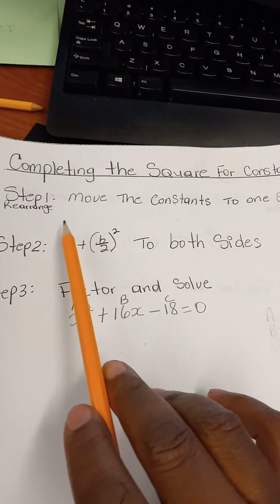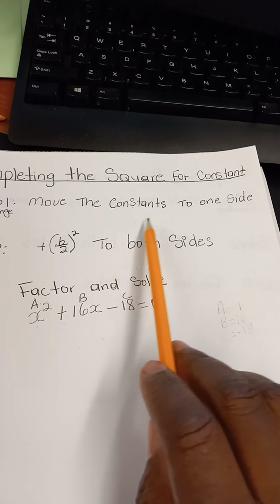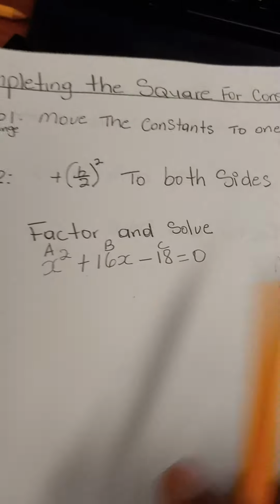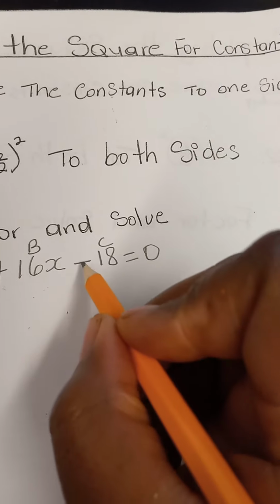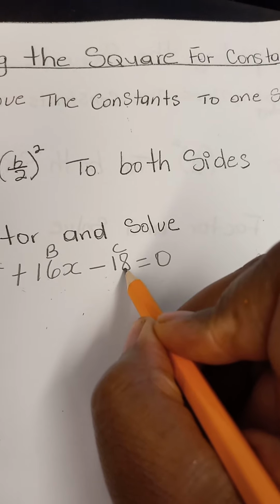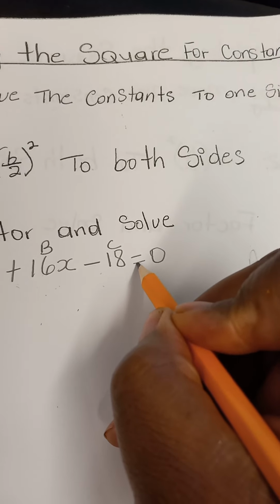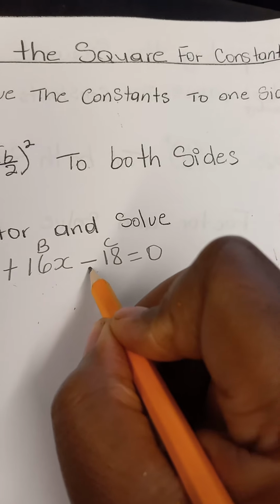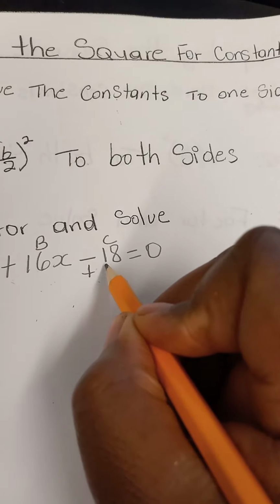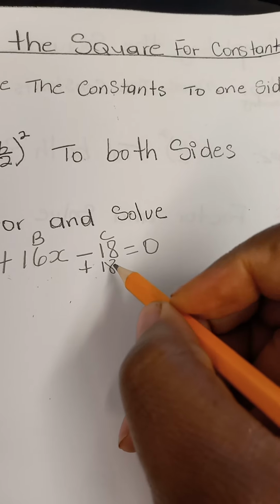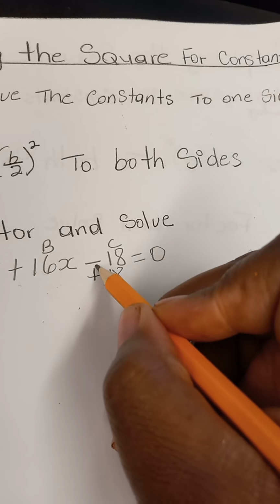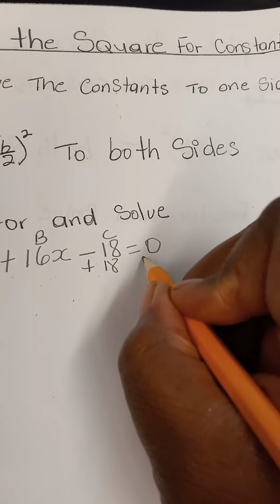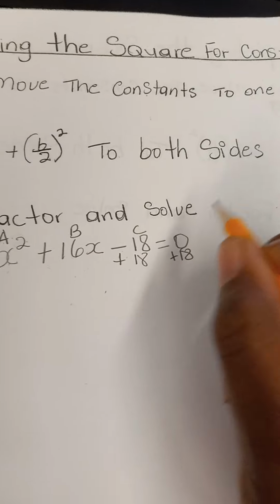Our step 1 says move the constant to one side. So we're going to rearrange this and rewrite it. After, we're going to have a negative 18. If we move anything over the equal sign, we're going to use the inverse. So minus 18 becomes positive 18. The opposite of minus is plus. So we are adding 18 to both sides of the equation.